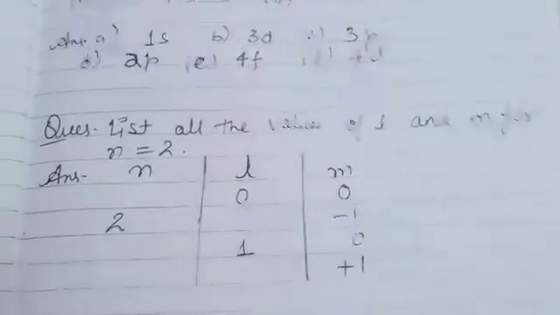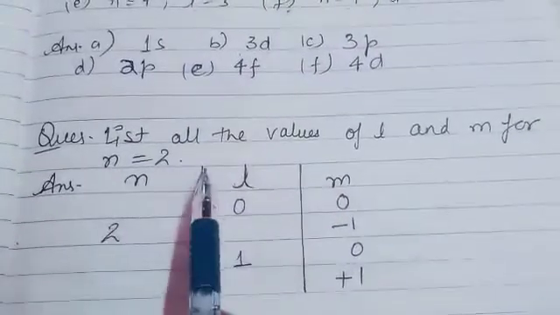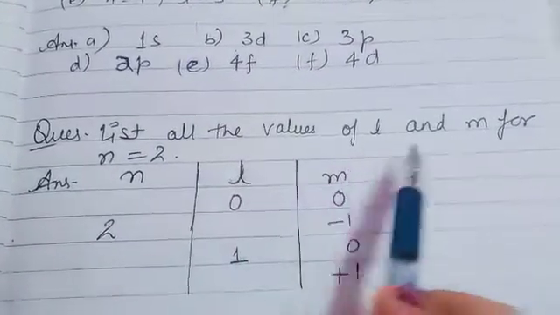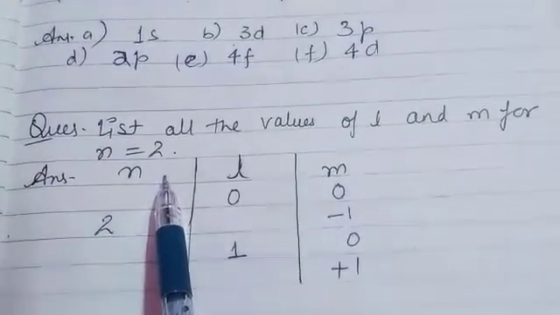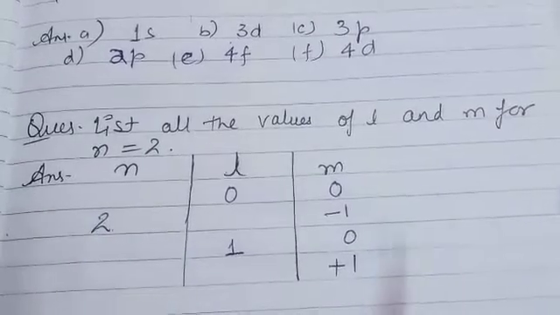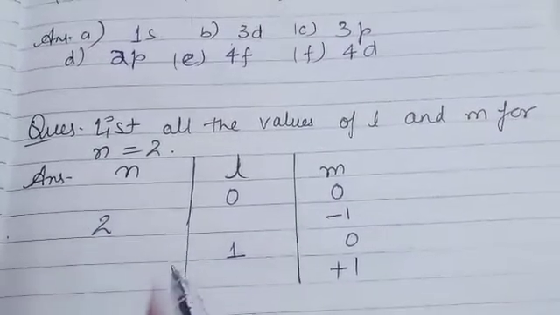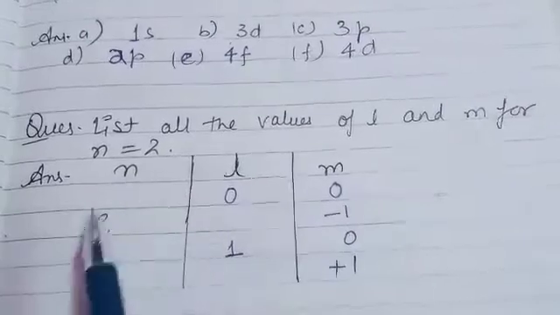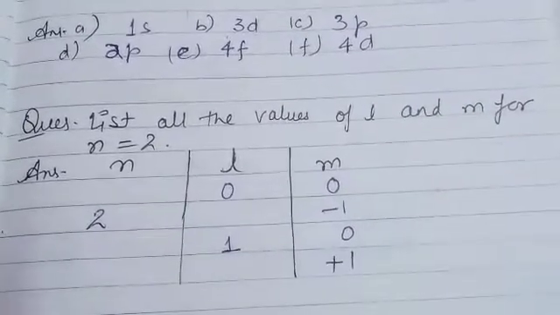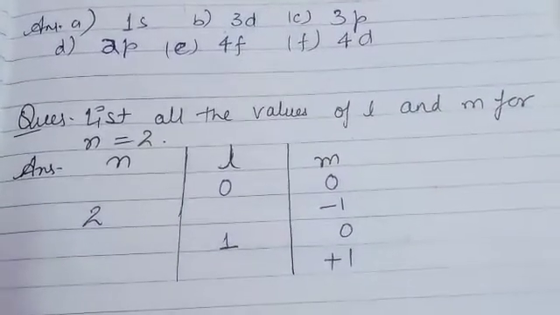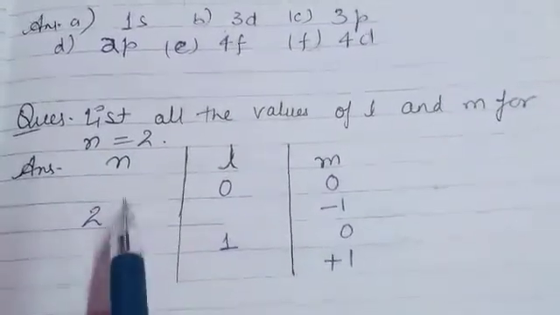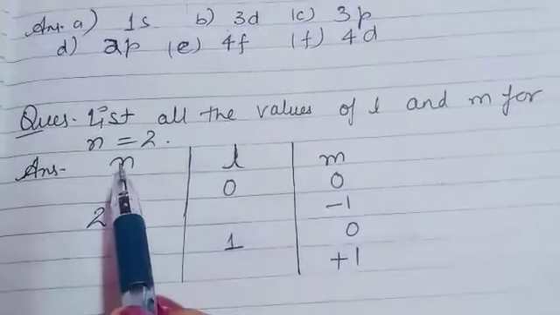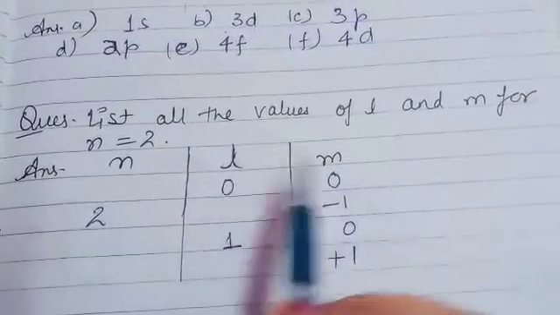This one is one pattern. Now you have one more pattern. That is, list all the values of L and M for n is equal to 2. You have to write all the values of L and M for n is equal to 2. Maybe a simple question of this type is given, and maybe you have to write the number of electrons when n is equal to 2, so accordingly you have to write. Now just see, for this how to write n, L and M.